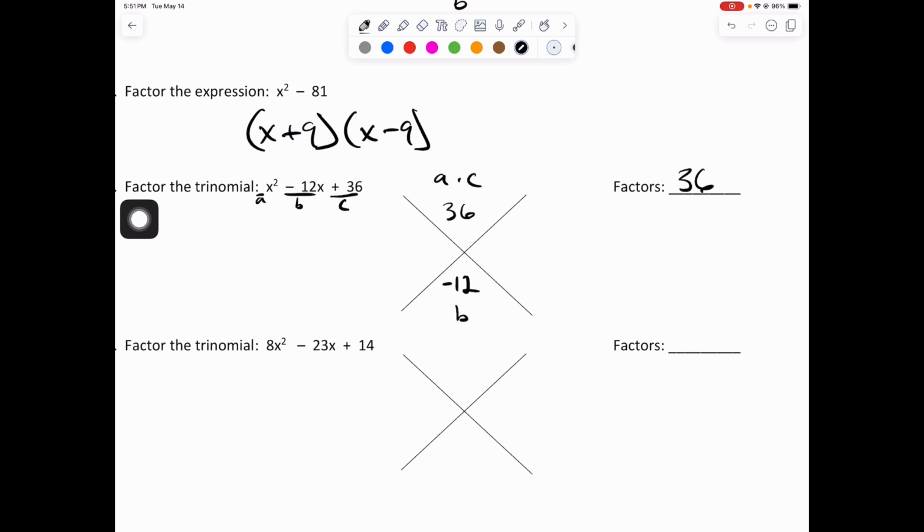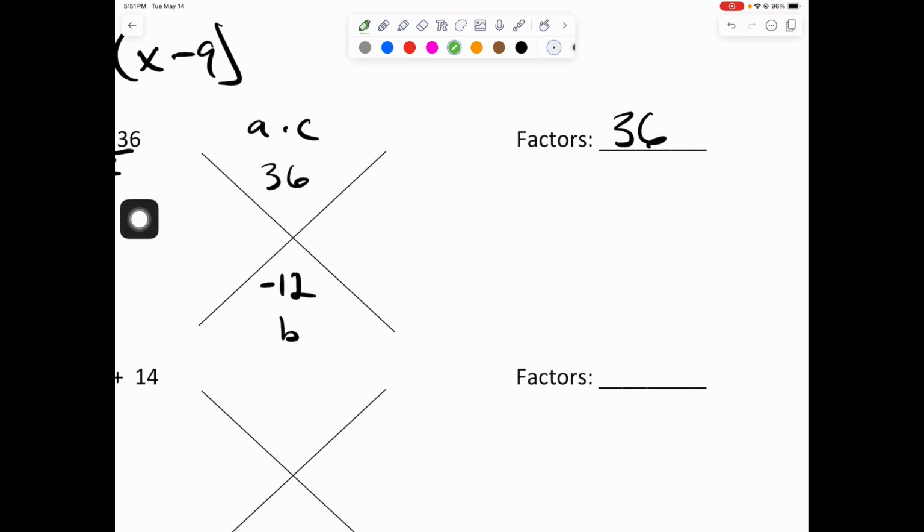So let's go ahead and write off some of these factors. Negative 2 times negative 18. Well, negative 2 minus 18 gives us negative 20. That's not going to work. All right, negative 3 times negative 12. Negative 3 minus 12 gives us negative 15. That's not going to work. We have negative 4 times negative 9. Negative 4 minus 9 gives us negative 13. That's not going to work either.